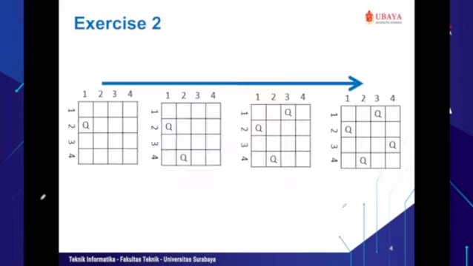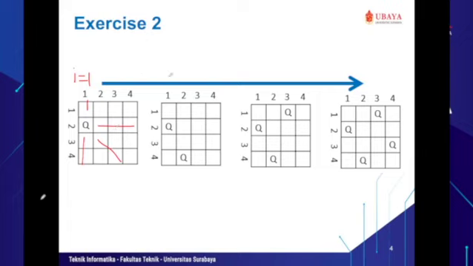Let's see our second exercise about the 4 queen problem. In this problem, you are asked to finish up the backtracking process. Continuing from our previous step, at the stage of i equal to 1, we put our first queen on row 2, column 1, so we know that there should not be any other queen located in the tiles that are marked with this red line.